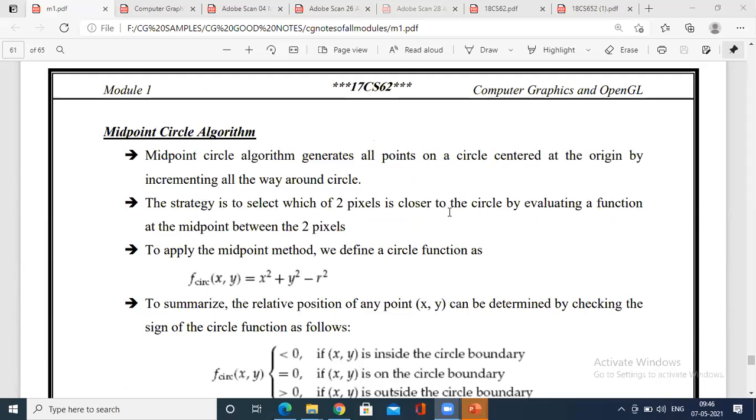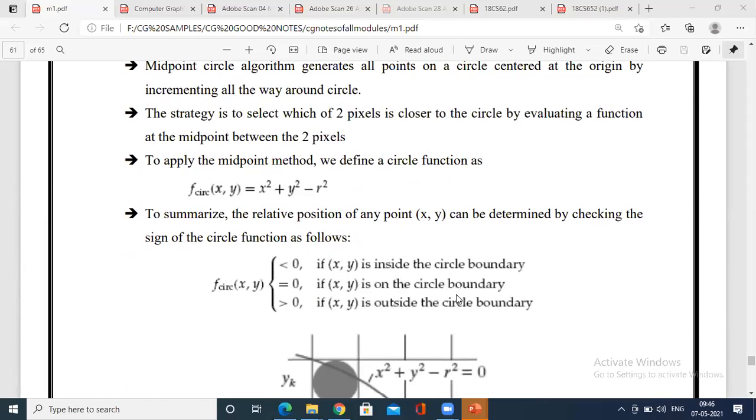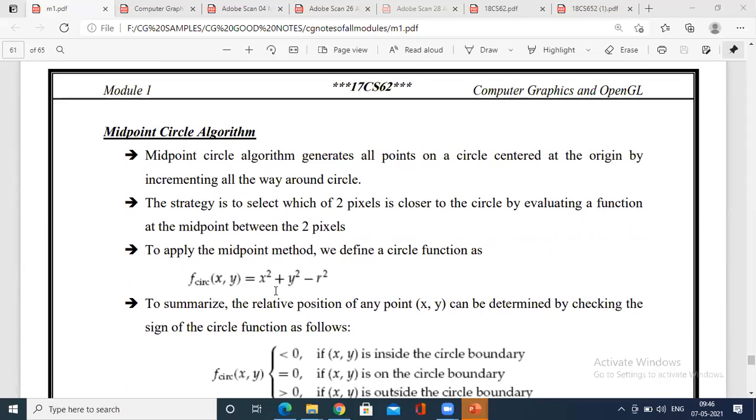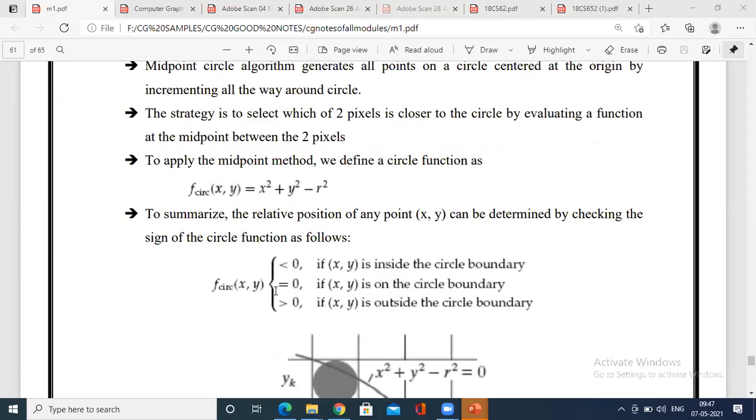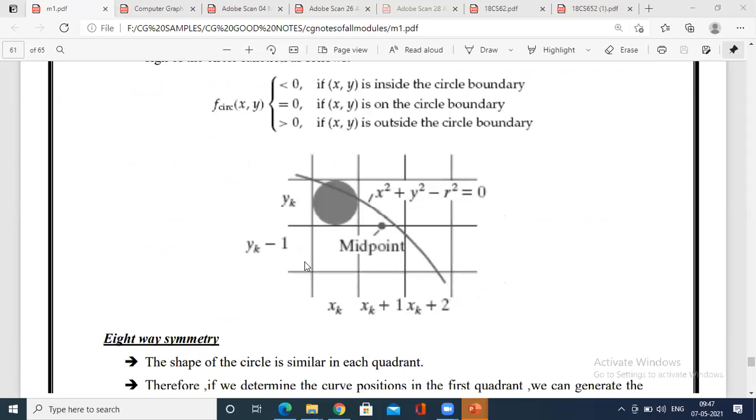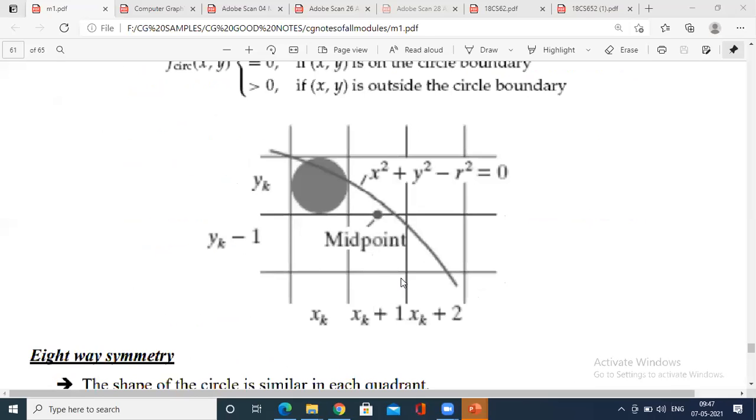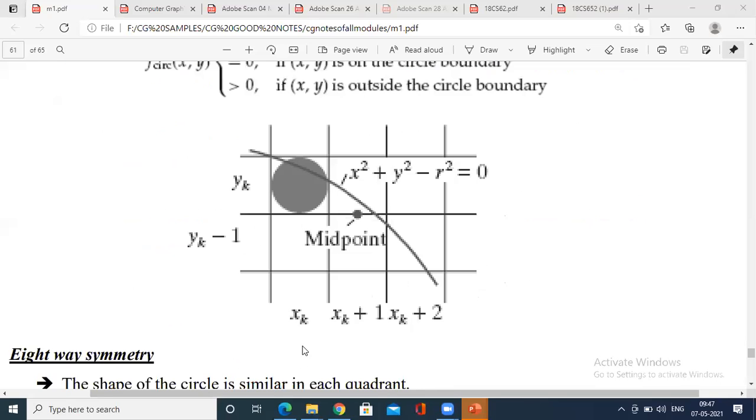So what is the midpoint circle algorithm? The midpoint circle algorithm deals with this concept. We have to select the x pixel and y pixel, right? What you could see in this diagram, if it is visible, is an arc of a circle.